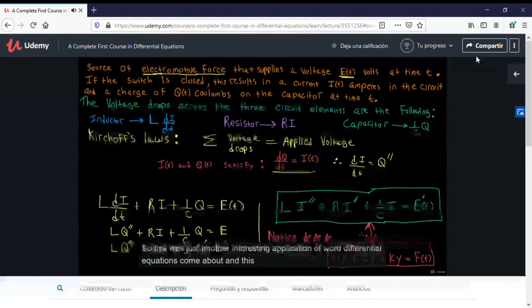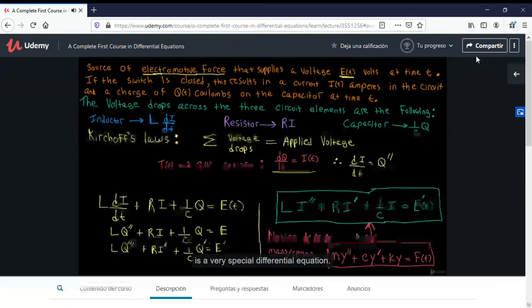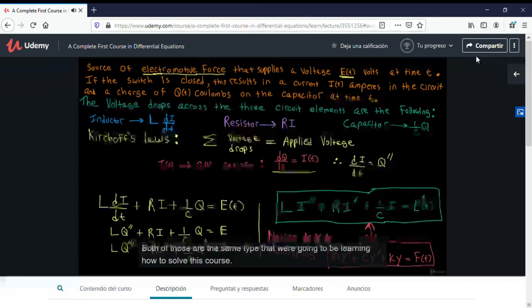Okay, so this was just another interesting application of where differential equations come about. And this is a very special differential equation. Both of these are the same type that we're going to be learning how to solve in this course.